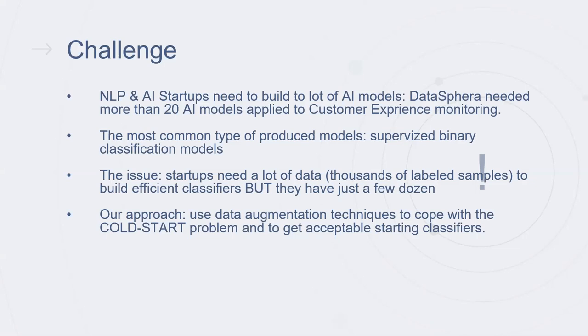models that can classify text into categories. For example, classifying emails as spam or not spam, or normal mails. The challenge here is that we need a lot of data, like thousands and thousands of labeled samples, but in reality, we don't have that much. In reality, we have as little as a couple dozen labeled samples.